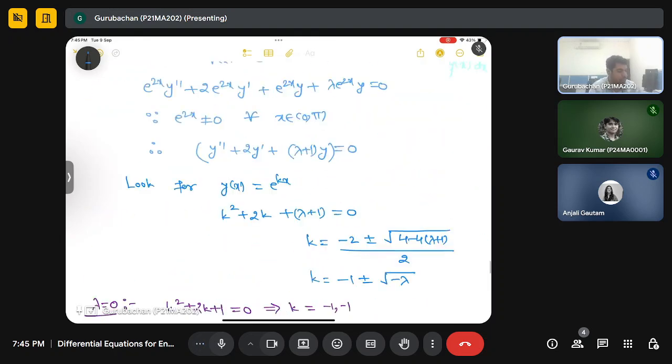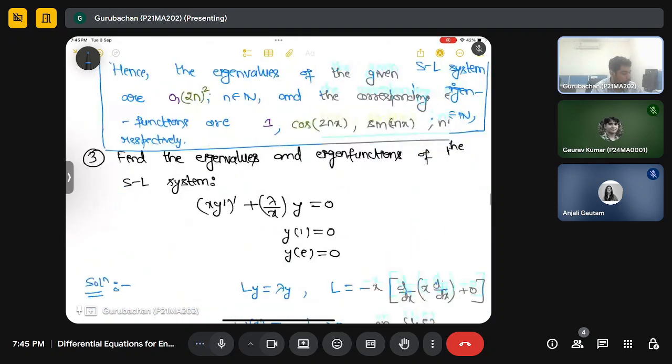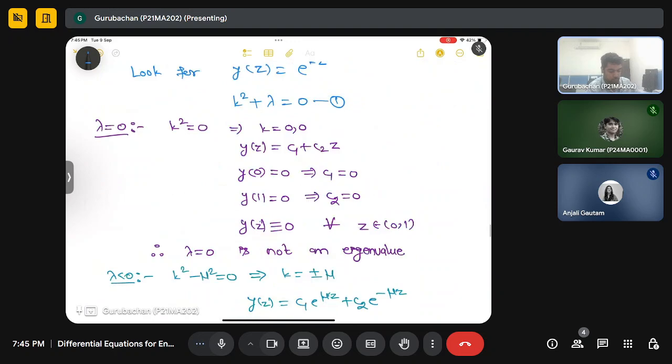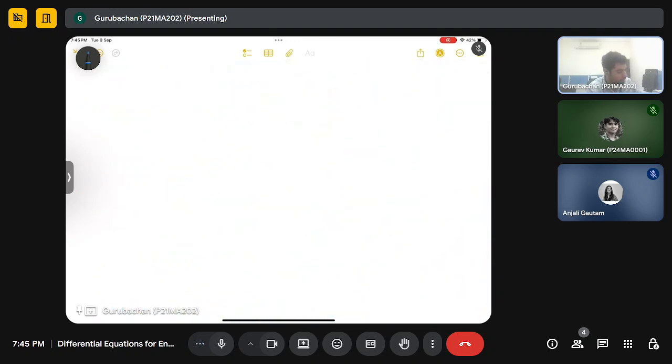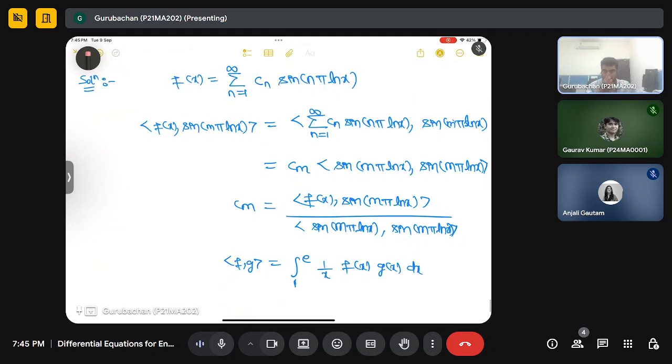It was question number 3. The inner product was defined from 1 to e, of 1 by x, f(x) times g(x) conjugate dx. Since we are working with real numbers, we can drop the conjugate. So now you know how to find these values. Try to calculate the value.